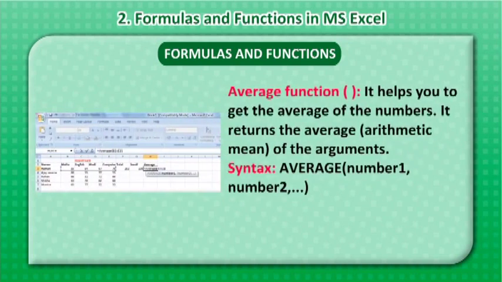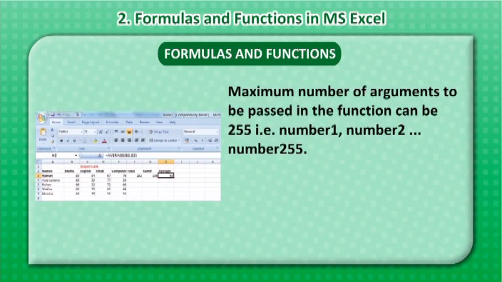Average function. It helps you to get the average of the numbers. It returns the average, the arithmetic mean, of the arguments. Syntax: AVERAGE(number1, number2, and so on). The maximum number of arguments that can be passed in the function is 255, that is, number1, number2 up till number255.